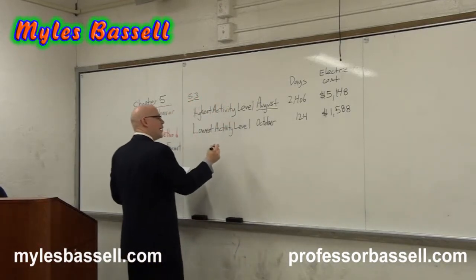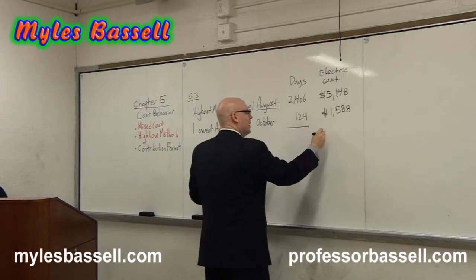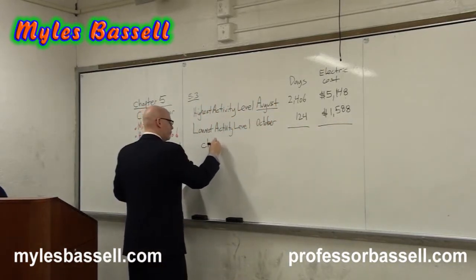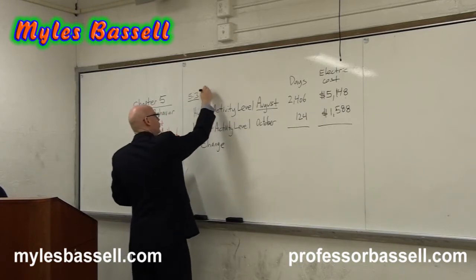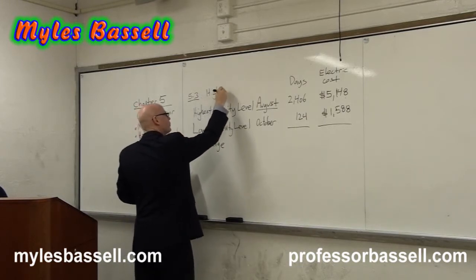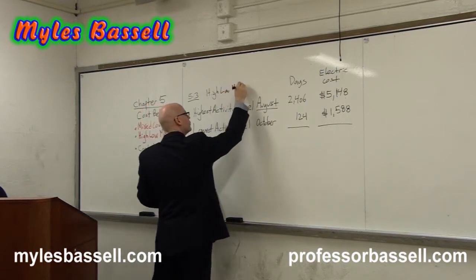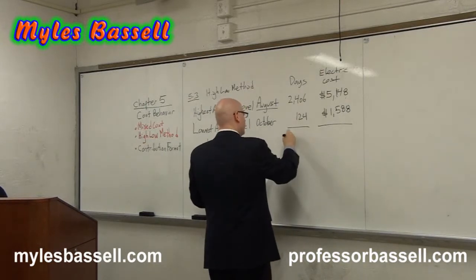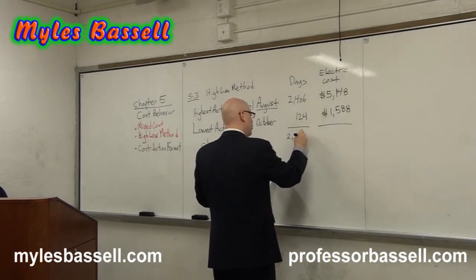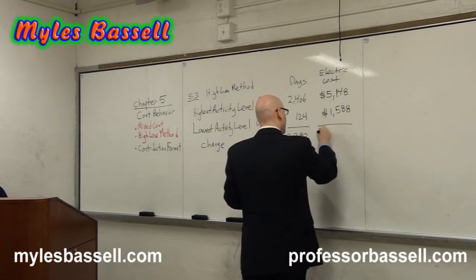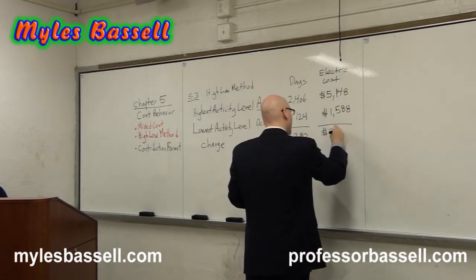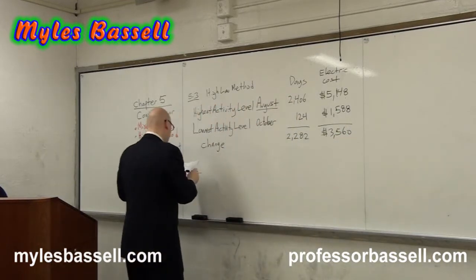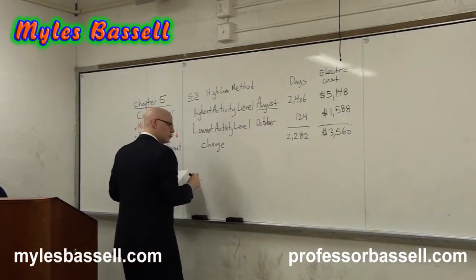All right, so what we're going to calculate now is the difference between the two, the difference between the high and the low. And the difference here is 2,282. And here the difference is $3,560.